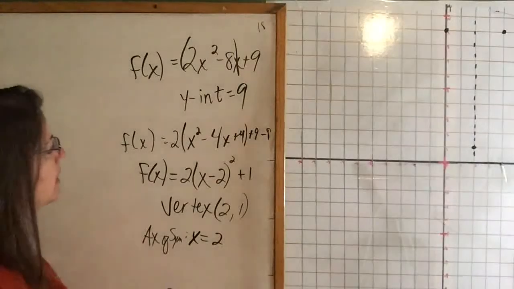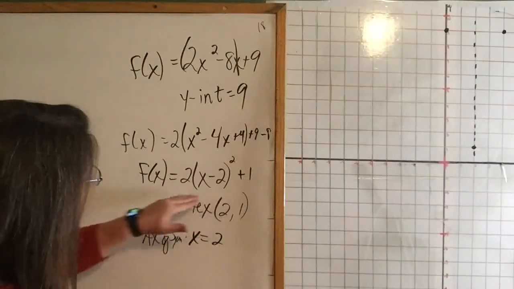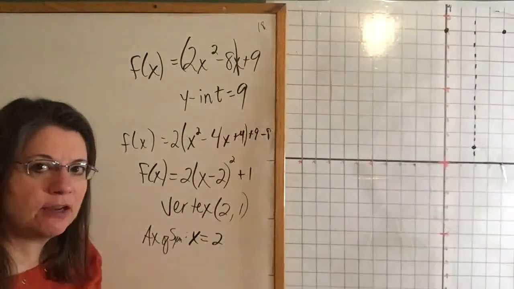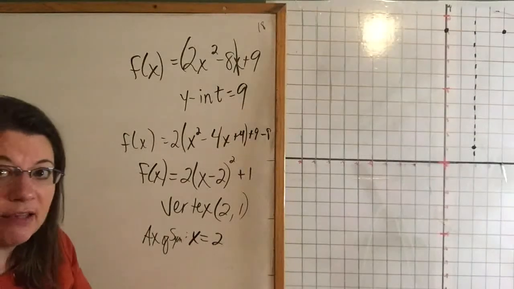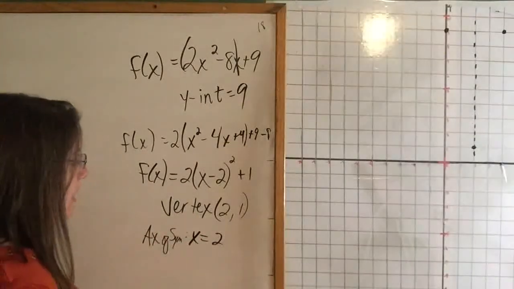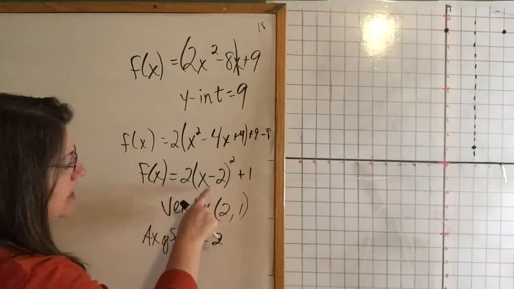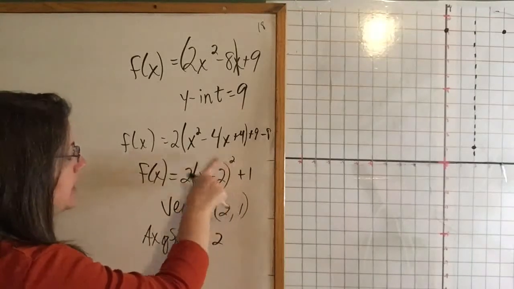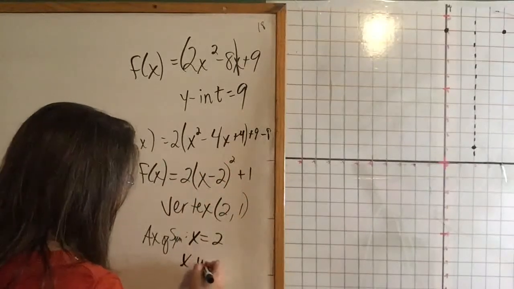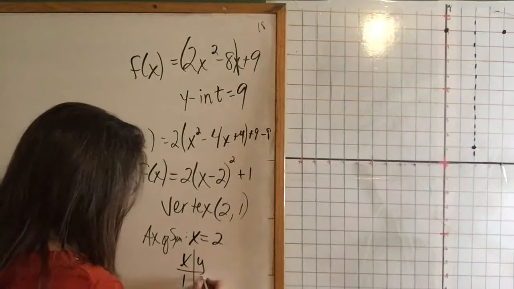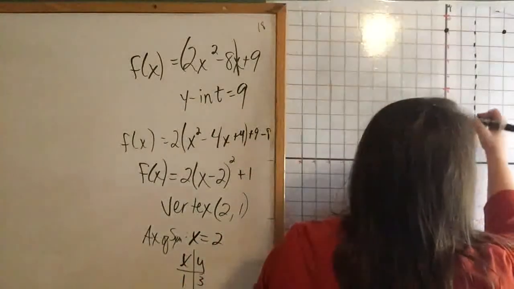So I'm going to plug in. Now you could plug into the original or you could plug into vertex form. I tend to think vertex form is easier, but you may not. If you want to plug into the original, that's fine. And remember, you can use Desmos or your calculator to do that. You don't have to do it in your head. So if I plug 1 in, 1 minus 2 is -1. -1 squared is 1. 1 times 2 is 2. And 2 plus 1 is 3. So when I pick 1, I end up with the ordered pair 1, 3. So 1, 3 is on there.